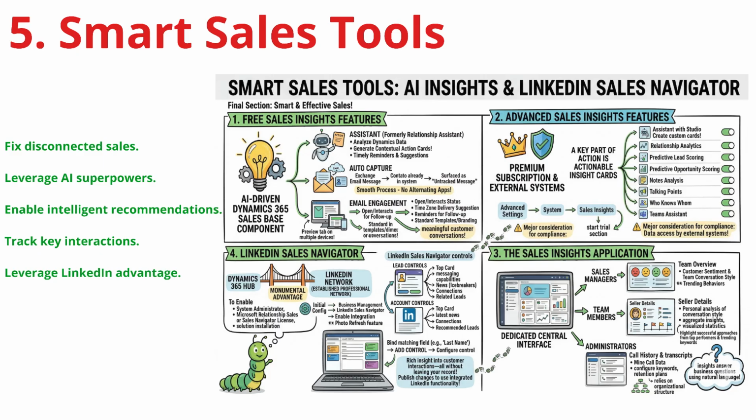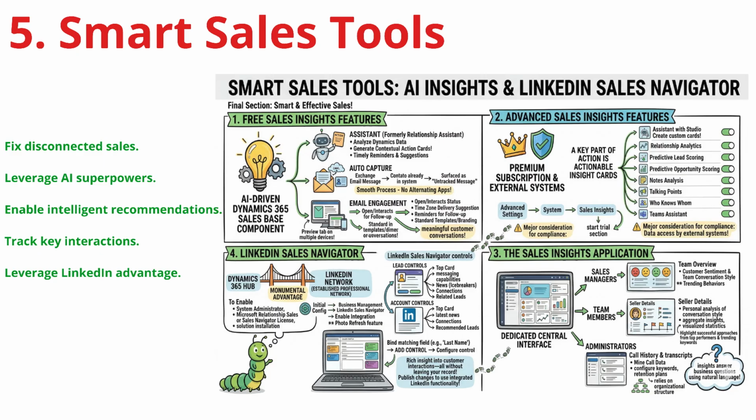Let's make customer conversations meaningful. Quadrant 2 focuses on advanced features requiring a premium subscription. This includes building actionable insight cards, relationship analytics, and predictive scoring models for leads and opportunities. We enable this under Advanced Settings with a major note to consider external data compliance. In Quadrant 3, the dedicated Sales Insights app centralizes this intelligence, allowing insights to answer business questions using natural language. For managers, the team overview digs into sentiment. For sellers, personal analysis of conversation style is key.